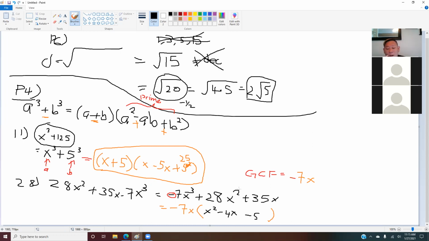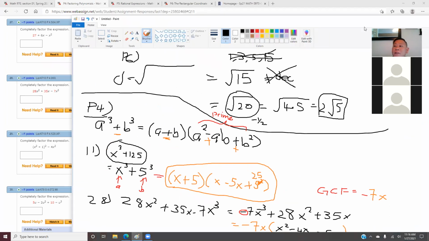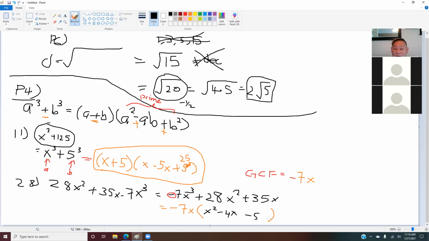Usually, a lot of students say, oh, I'm done. In your test, if you leave your answer like this, you won't get the full point because usually in the test, I will ask to completely factor. What's the meaning when I say completely factor? Completely factor means that if you can still factor what is inside here, you can factor. So this actually can be factored. So we can go factor this one.